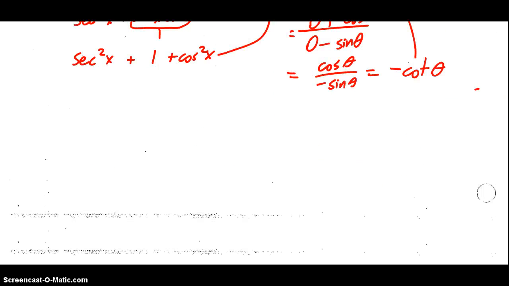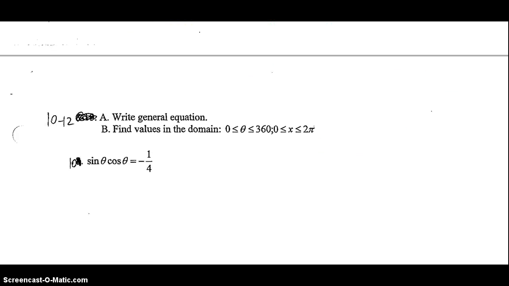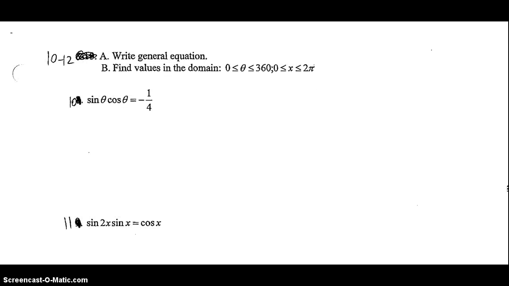So it depends. Sometimes there are some ways to write it where it'll work out nice, and others not so much. All right, last ones, 10 through 12. We got to write the general equation for the solutions, and then find the values in the domain either between 0 and 360 or 0 and 2 pi, whichever works.